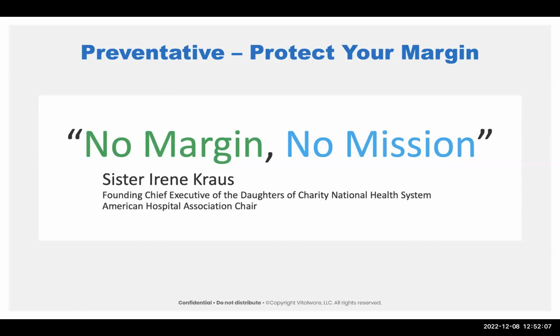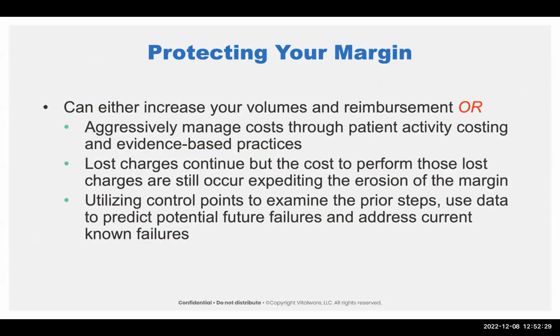One of the things that Sister Irene Kraus has been known for is no margin, no mission. So if I don't have a margin, I can't fulfill my mission to the community, to the patients, to the caregivers as a whole, and I can't continue to operate. And we see no margin, no mission happening a lot with rural healthcare these days, where they're closing more rural healthcare because they don't have a margin.